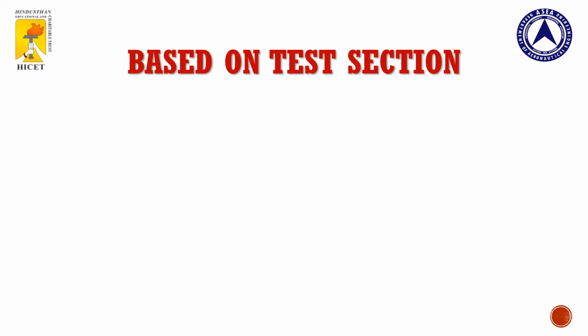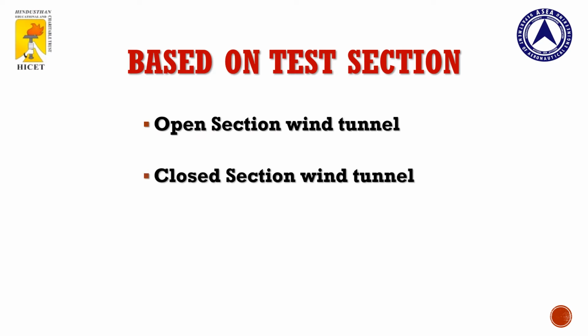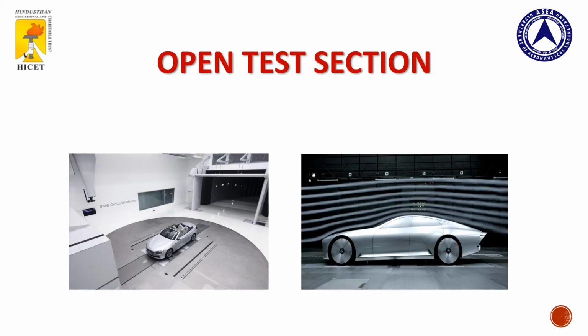Next classification is based on test section. Based on test section, the wind tunnel can be classified into two types. One is open section wind tunnel, the other one is closed section wind tunnel. The concept is very easy, the same as open circuit and closed circuit, but here based on the test section. In the open test section, here you can see a car being investigated for its flow properties in open atmosphere. So this is fully open atmosphere, but it is only a test section. Whatever you are seeing in the picture is only a test section.